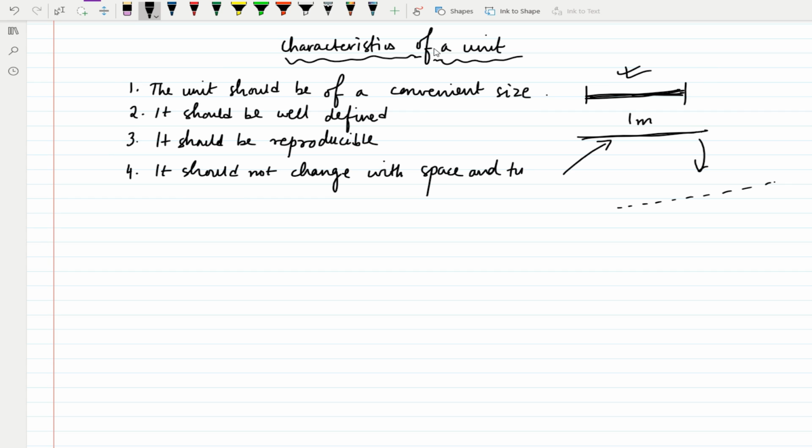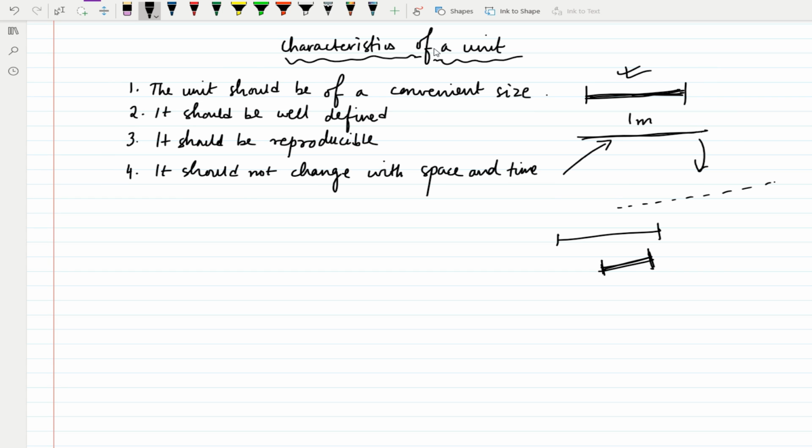So it should not happen that once you go to Paris, the value of 1 meter is something else, and then when you come back to India, since the place changes, the value of 1 meter changes. No, it should not happen like that. Similarly, in the morning, 1 meter is this much length, and then in the evening it becomes this much. So such a type of thing cannot be taken as a unit.